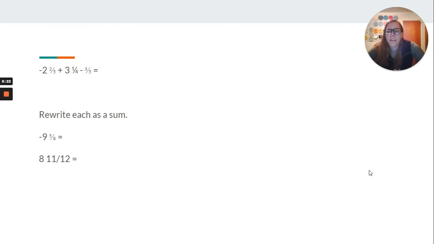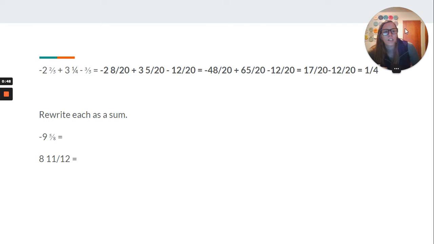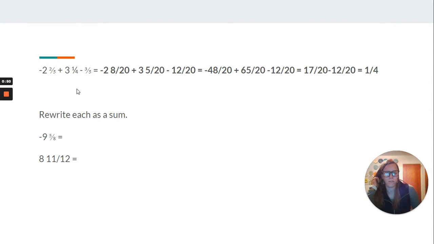So we have negative 2 2/5 plus 3 1/4 minus 3/5. So how do we find the answer to that? Well, with addition and subtraction, you're going to just work left to right. So we take negative 2 2/5 plus 3 1/4. But we're actually going to want to find that common denominator first.